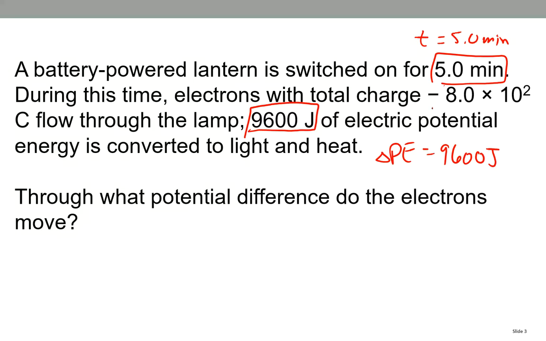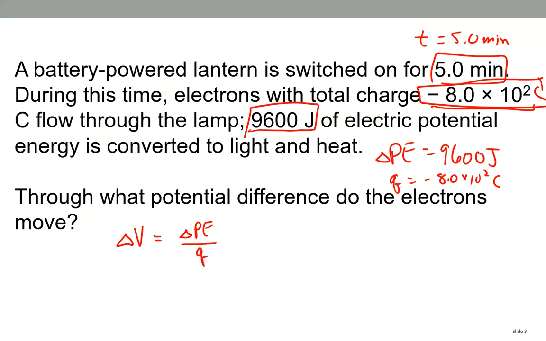And then we have the total charge flow. I'm just going to move the coulombs up there. So we have Q is equal to minus 8.0 times 10 to the 2 coulombs. And we're looking for delta V. But the definition of delta V is change in potential energy per unit charge. And so all I have to do is put those two numbers in.